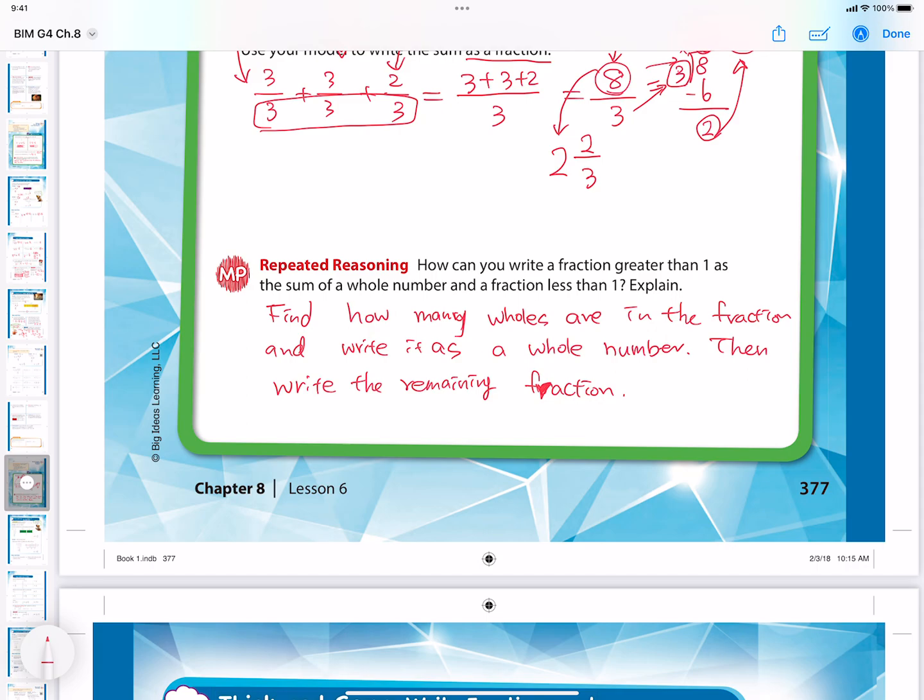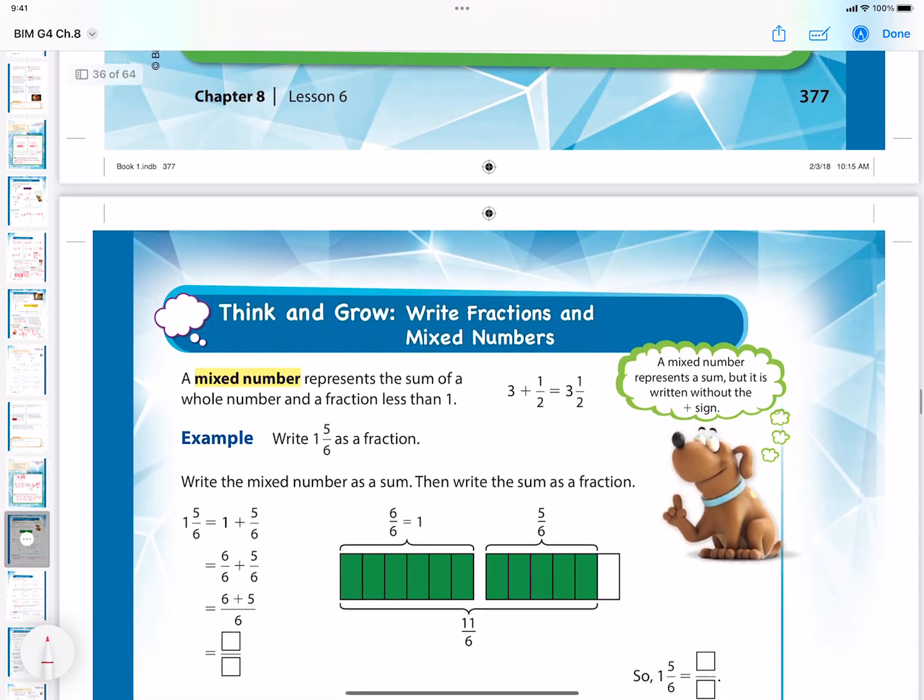Find how many wholes are in the fraction. That means how many times the denominator can fit into the numerator, and that is what division is. Then you can write it as a whole number. If 3 can fit into 8 by 2 times, then that 2 can be the whole number. Then write the remaining fraction, which is the remainder 2 out of 3. You need to put 2 over 3. All right, let's practice more.